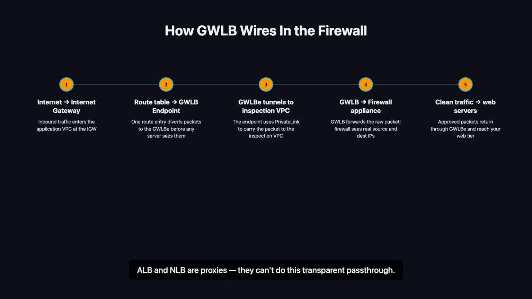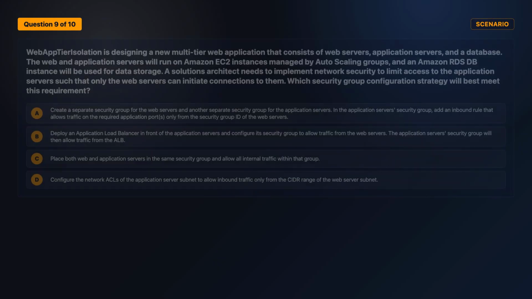ALB and NLB are proxies. They can't do this transparent pass-through. Transit Gateway can, but needs 3 route tables and a failover script. GWLB does it with nearly 0 extra wiring. That's why C wins. All right.